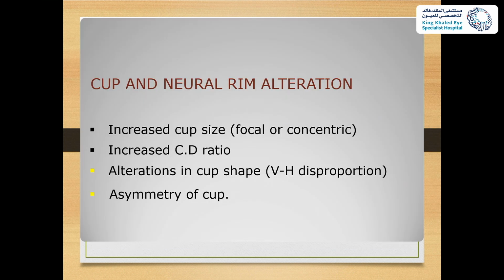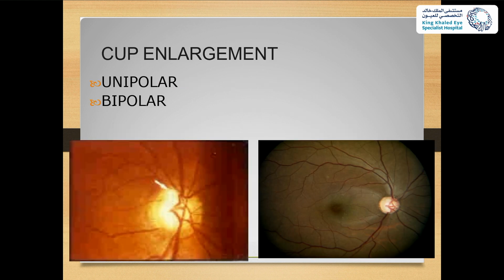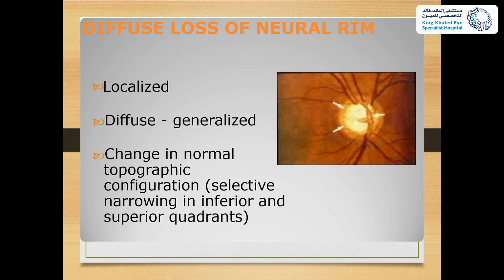For cup and neural rim alteration: increased cup size, whether focal or concentric, increased CD ratio, alteration in the cup shape, vertical-horizontal disproportion, and asymmetry of the cupping. The cup enlargement either becomes unipolar, from one notching side, or bipolar. Loss of the neural rim can be a localized area of notching or a diffuse generalized loss. There is a change in the normal topographic configuration, with selective narrowing in the inferior and superior quadrants.